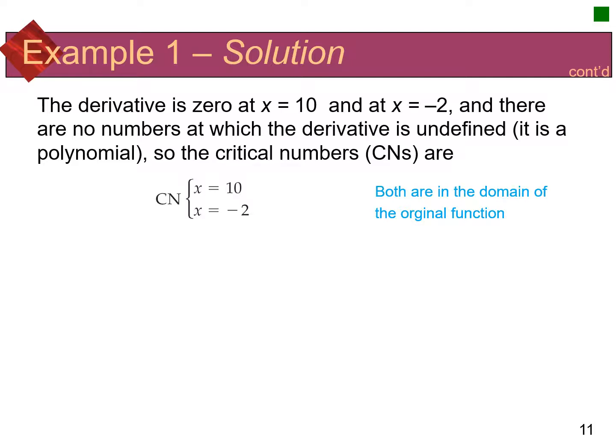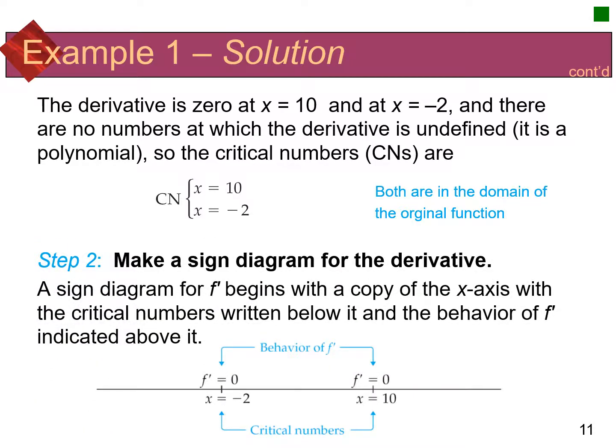So I have these possible critical points, and what I'm going to do now is make a sign diagram. Basically, it's a number line. I'm going to put the two values on where they're the critical numbers, that's where f prime of x equals 0. And I want to see what the graph is going to do around that.